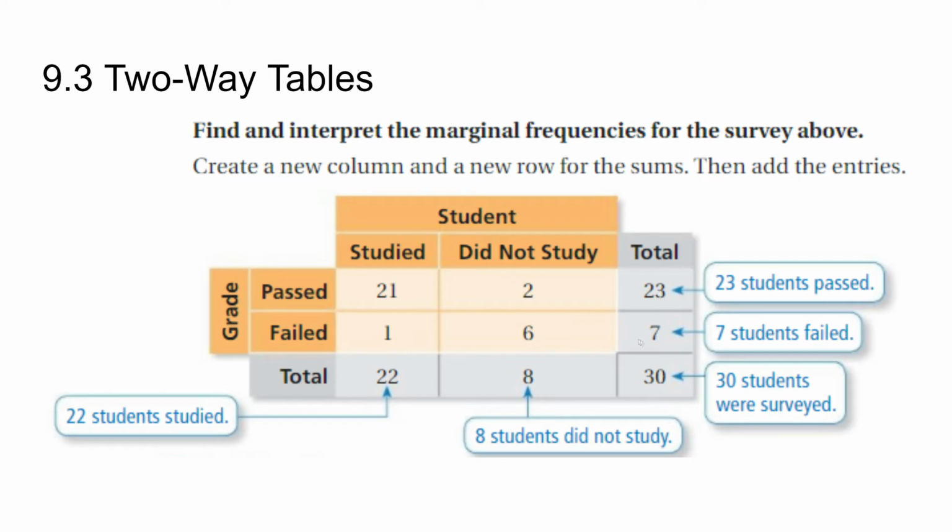7 would be the marginal frequency for how many students failed. 8 would be the marginal frequency for how many students did not study, and 22 would be the marginal frequency for how many students studied. And 30, when we add up all these numbers together, would be how many were surveyed in total.